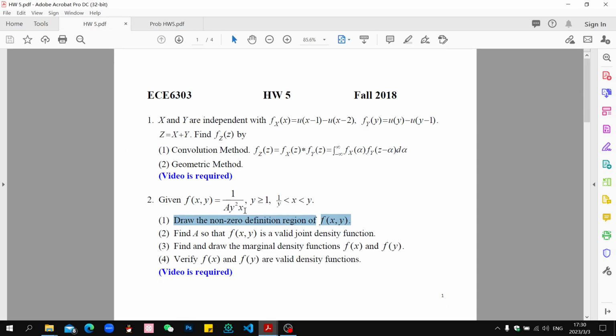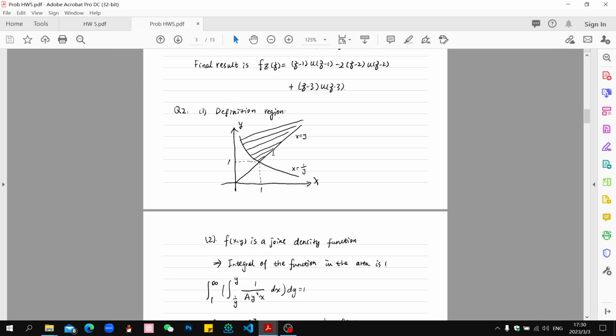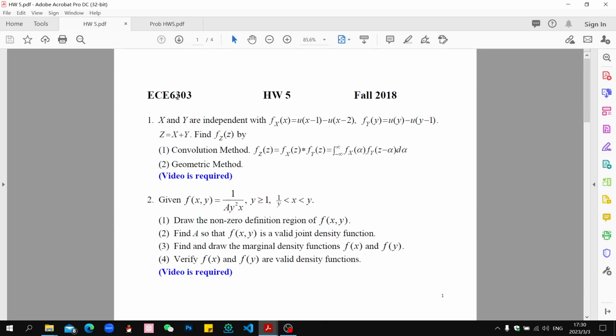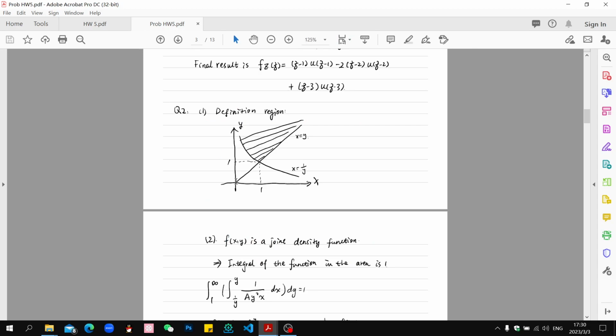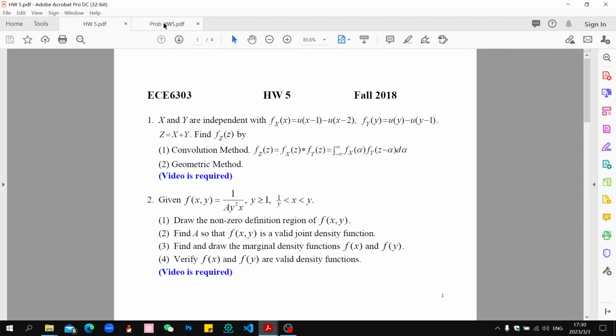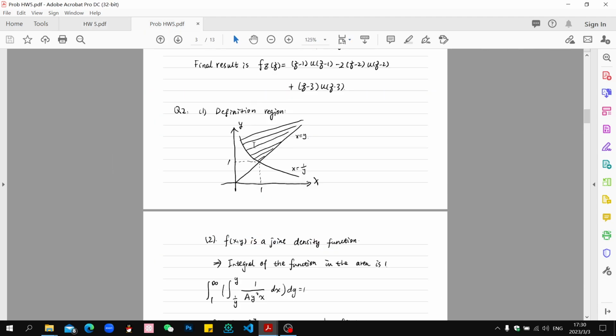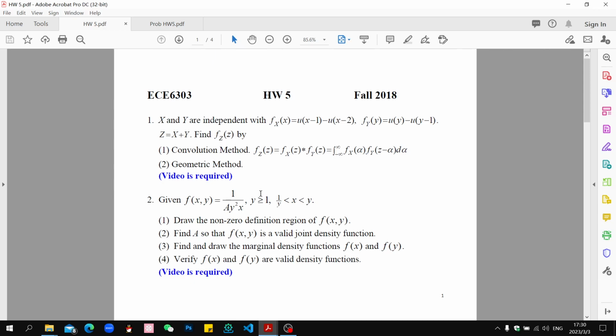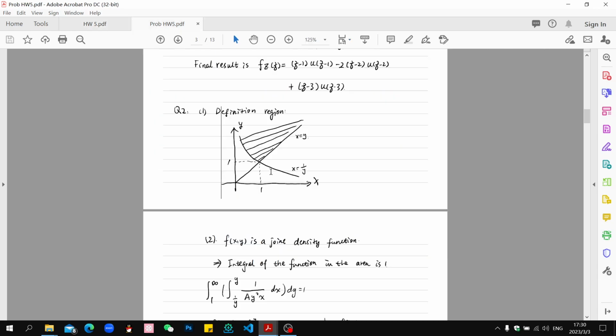That is basically draw this definition region. That is, this is y over x, or x over y, and this is x equals 1 over y. So y is larger than 1, so this part. And x is between this curve and this curve. So it gets this zone up to infinity.